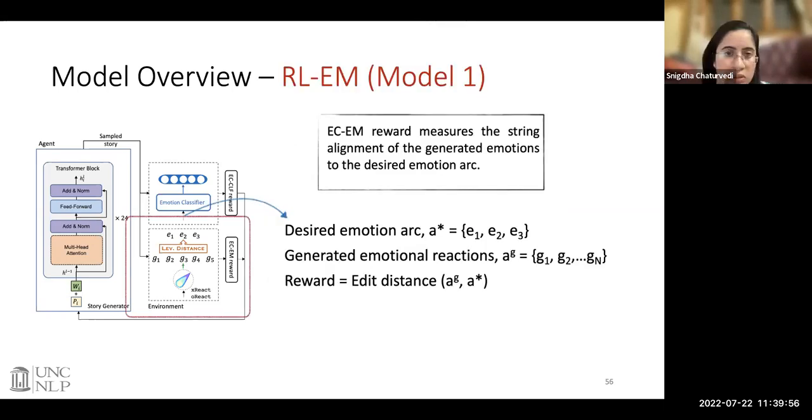So basically, the RLEM model is using Comet to get the inferences for the protagonist emotions in the generated story. And it defines the reward as the edit distance between the desired sequence of emotions and the generated sequence of emotions. So as you might remember, the desired emotion arc is a sequence of 3 emotions, like in our example, it was happy, angry, and sad. And then there will be some generated emotional reactions that we'll infer using Comet from the generated story. And then we measure the edit distance between these 2 sequences to compute the reward. And then we use reinforcement learning to train GPT-2. So this is our first model.